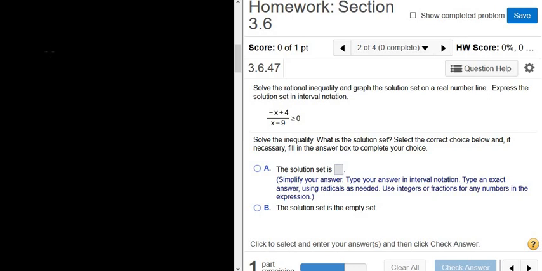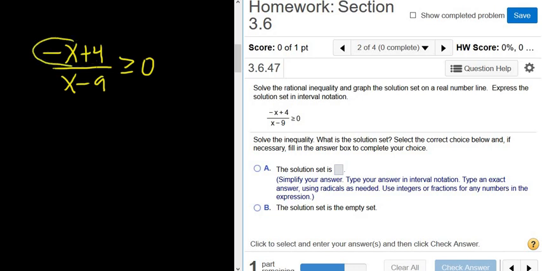We're being asked to solve this inequality. So negative x plus 4 over x minus 9 greater than or equal to 0. So the first step is to make sure we have 0 on the right-hand side, and we do. The second step is to set each piece equal to 0. So negative x plus 4 equals 0, and then x minus 9 equals 0.